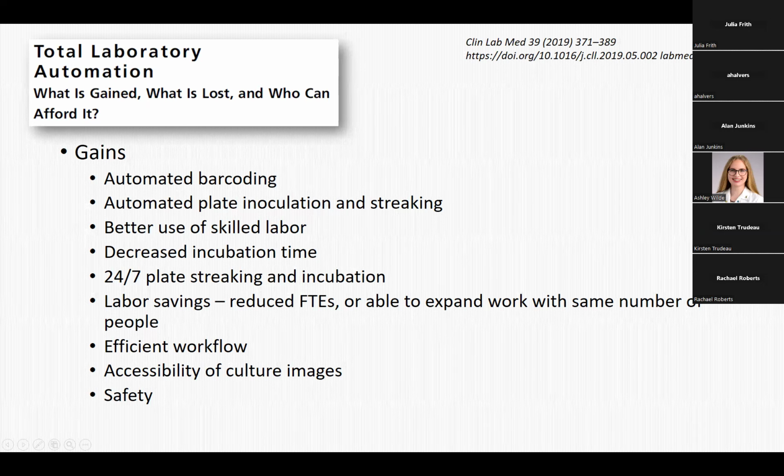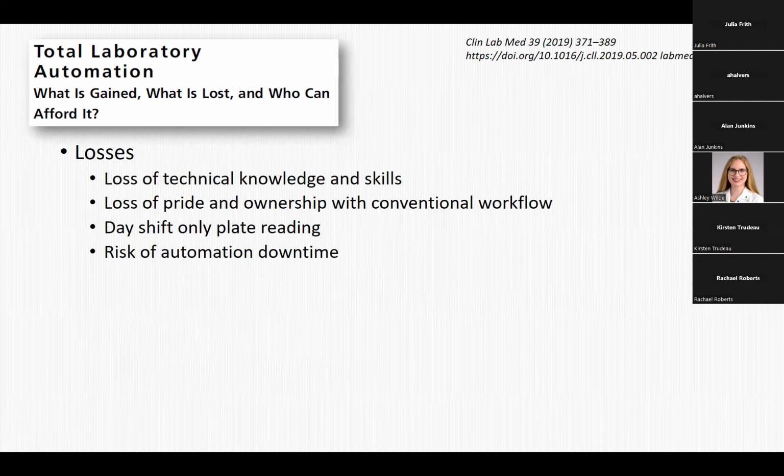And safety, we're not exposing our people to those bugs as much. If there's a very dangerous bug, it's going to be kept inside that machine for a little bit longer. Eventually it's going to come out, but hopefully by that time we may have an idea of what we're dealing with. This is what Dr. Thompson says for losses. Loss of technical knowledge of skills.